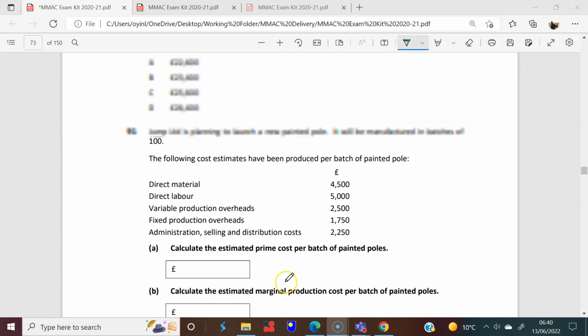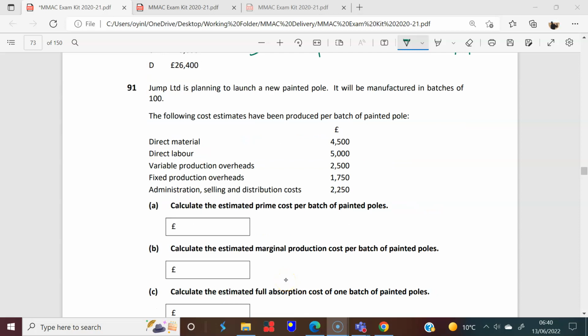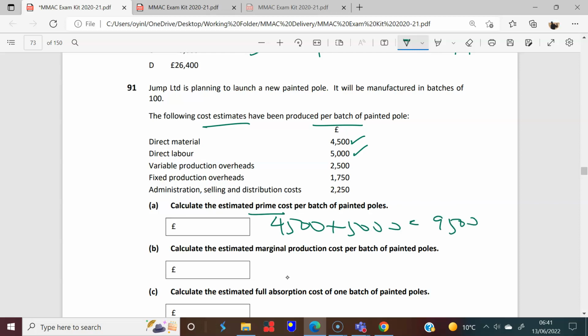So we're talking about these batches, and they just want us to really focus on the batch, which isn't too bad. We know what the cost estimates are per batch. So we have materials of 4,500, labor of 5,000. We know that's what prime costs are. So we start off with 4,500 plus 5,000, which gives us 9,500. So that's the estimated prime cost of a batch.